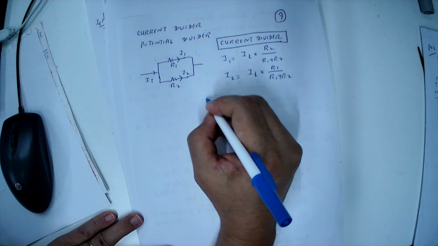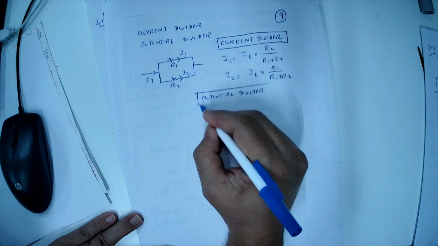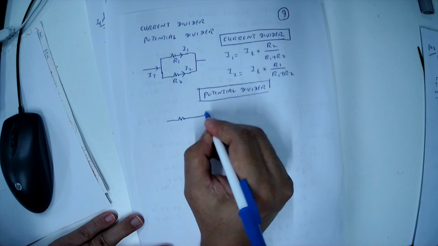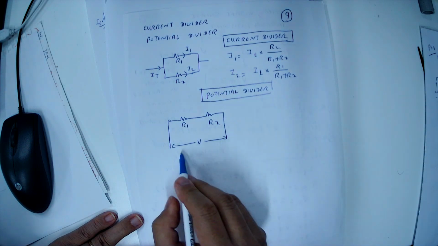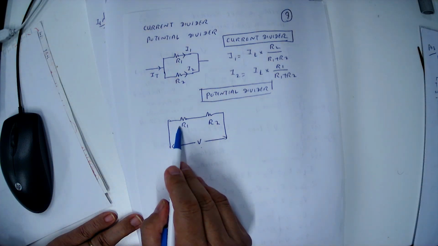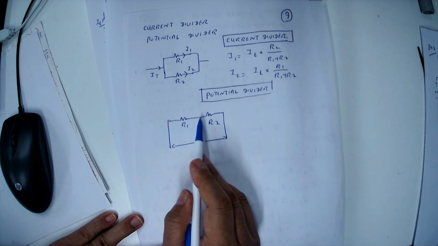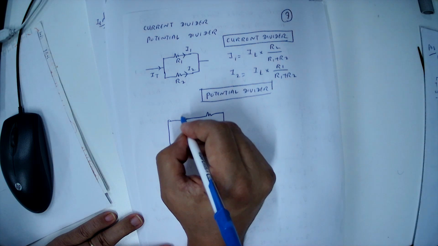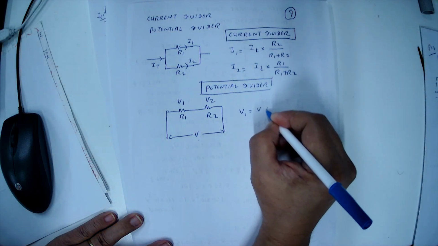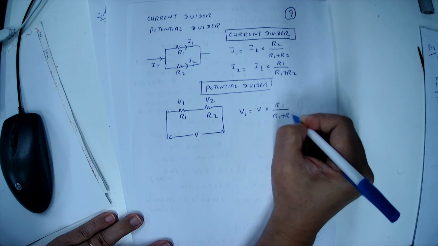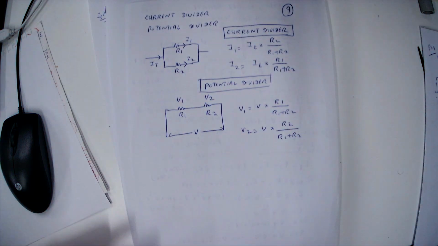Then we talk about the potential divider theorem. R1 and R2 are connected in series across the total voltage V. Total supply voltage V, two resistors R1 and R2 connected in series across the supply voltage V. So the current flowing into the two resistors will produce a voltage drop. Voltage drop in R1 is V1, voltage drop in R2 is V2. In this case, we can calculate V1 equal to V multiplied by R1 divided by R1 plus R2. Similarly, V2 equal to V multiplied by R2 divided by R1 plus R2. So this is the potential divider theorem.